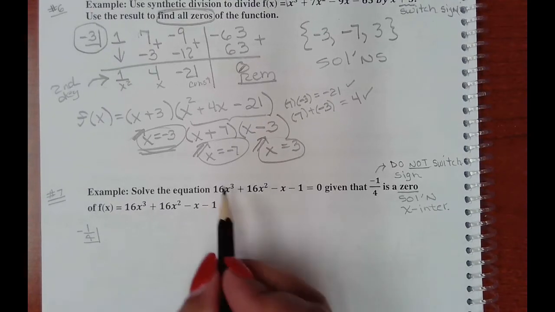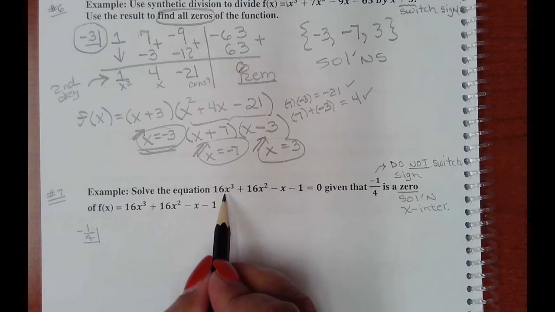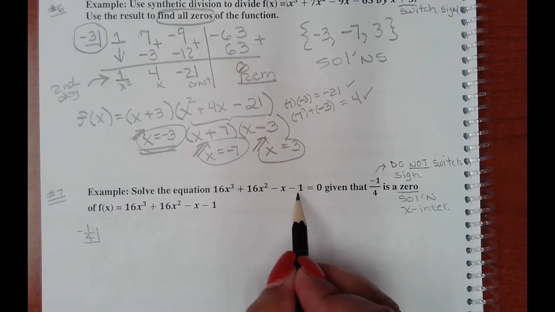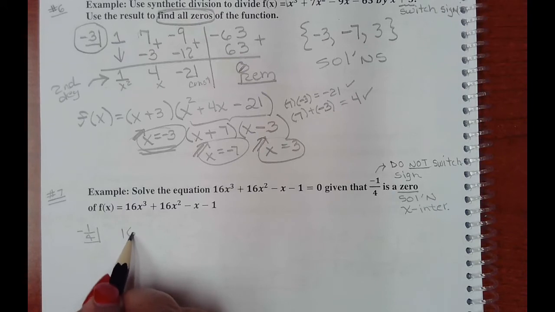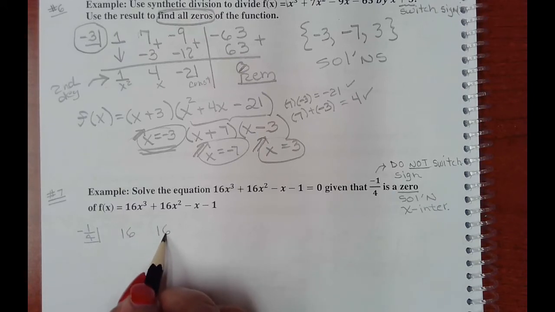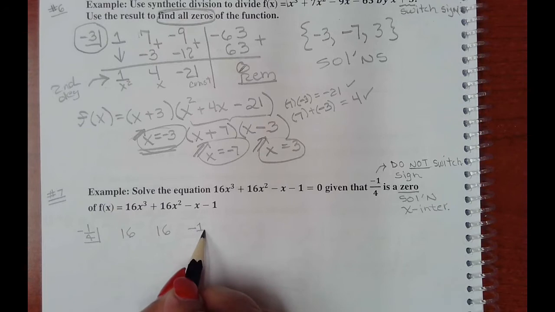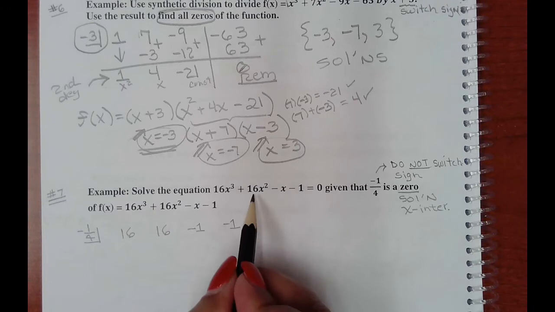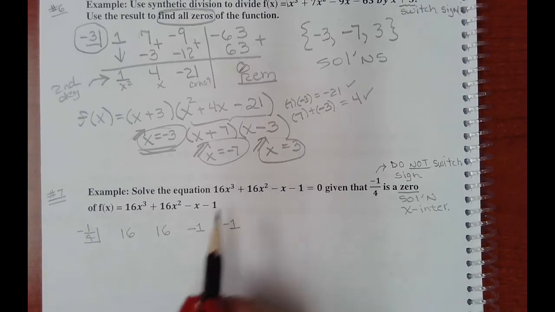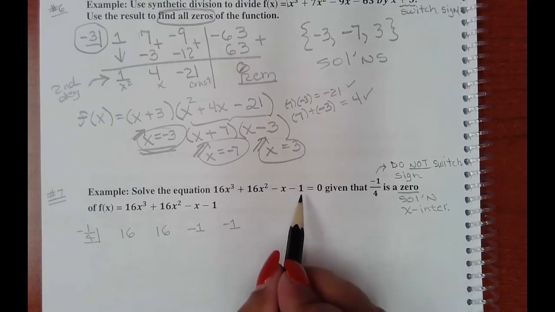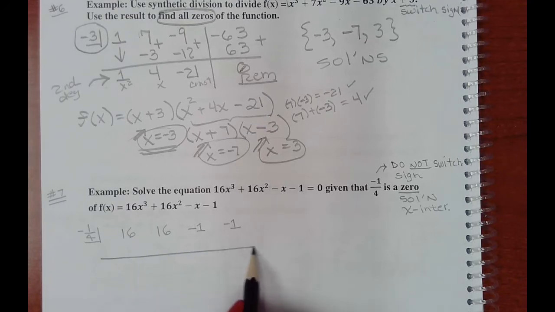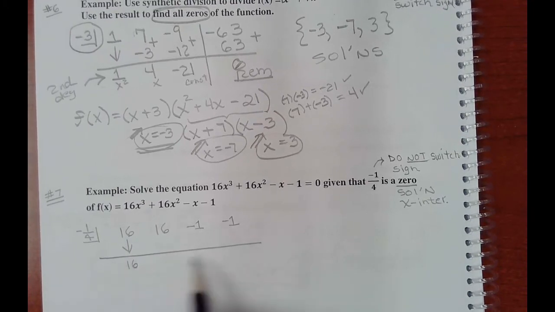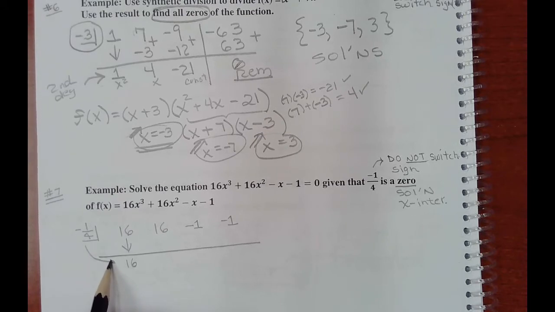We're going to take these coefficients, make sure that none of the degrees are missing. We have third degree, second degree, first degree, constant. And take those coefficients and arrange them horizontally. Okay, so we have 16 for our third degree coefficient, 16 for our second degree coefficient, -1 for our first degree coefficient, and -1 for our constant. Put a line underneath here and drop the first value. You're multiplying any value that's below this bar by the number in the synthetic division box.